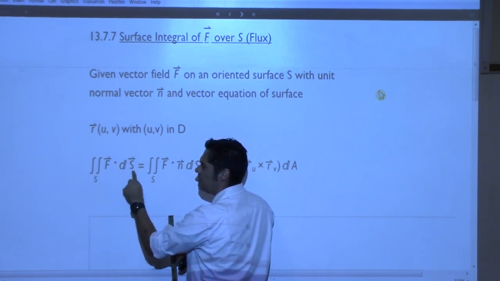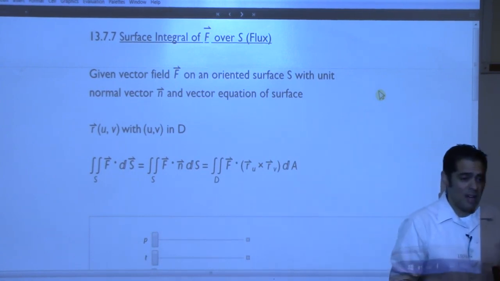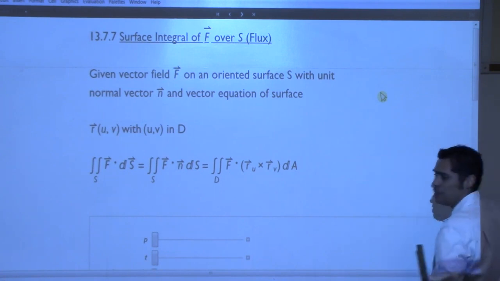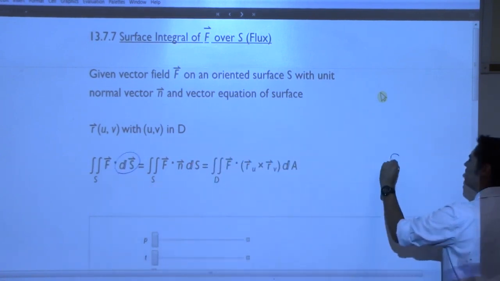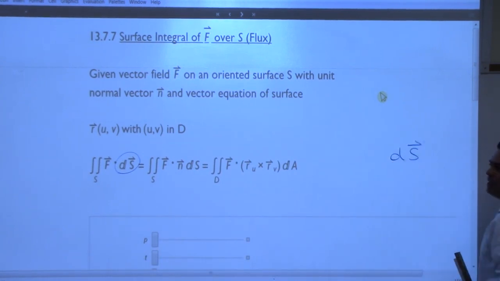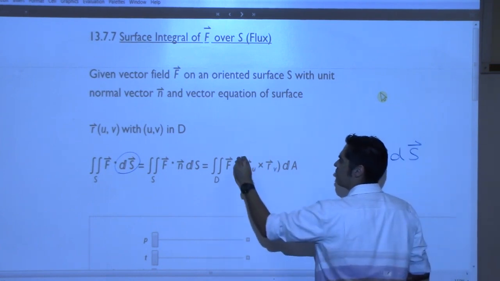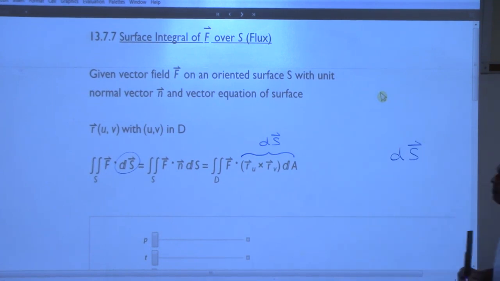So you're actually integrating with respect to, it's not surface area anymore. Do y'all see that? This is not d capital S anymore. It's d vector S. What does vector S mean? I'd like to try and explain what it means in the formulas that you see here, because this right here is the d capital S. I'd like to try and come up with some meaning for that for you. All right?